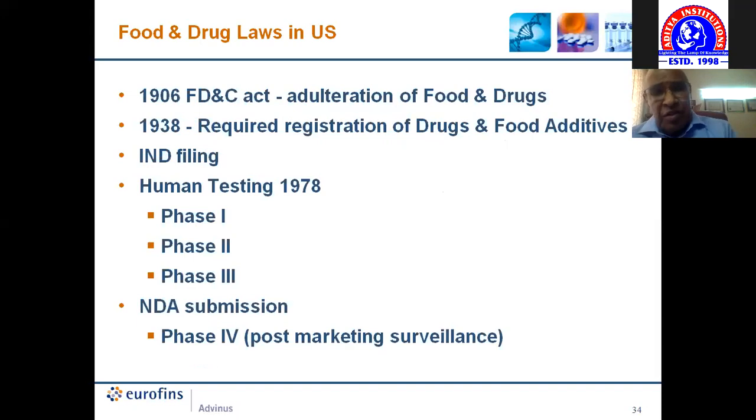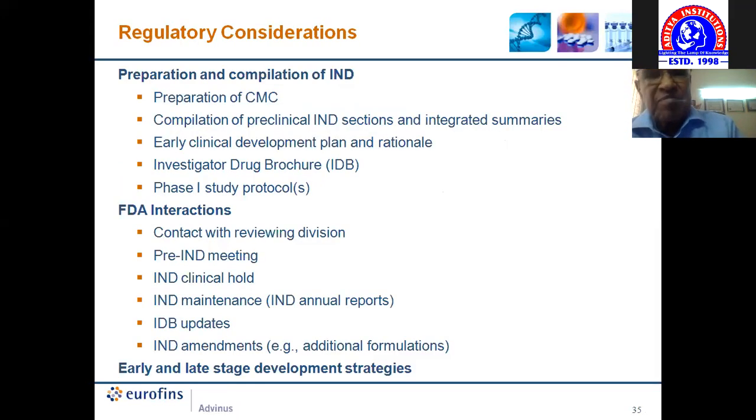Okay, this slide we'll avoid, because this is more of the clinical side, which I am not going to cover. Now the regulatory considerations in drug development. Although I'm a toxicologist and talking of toxicology, I want to make you aware that there are more areas than toxicology which are as important as toxicology.